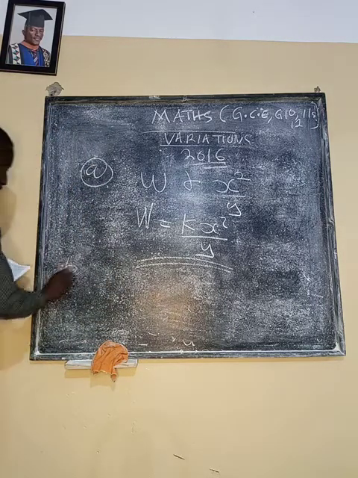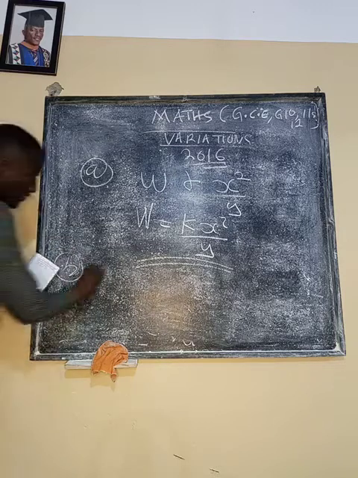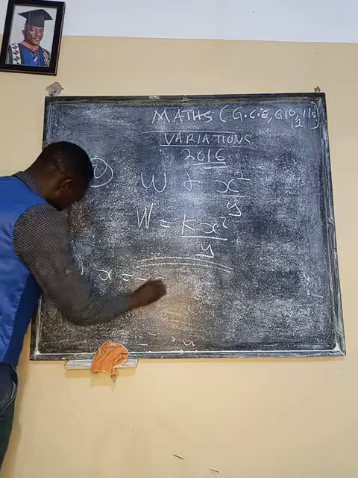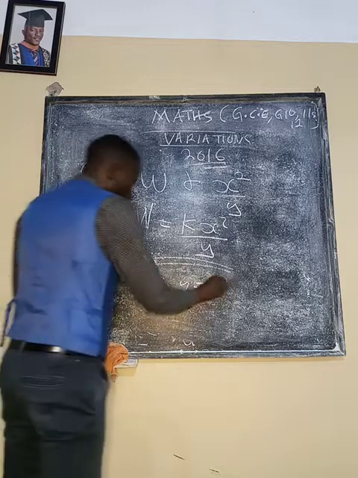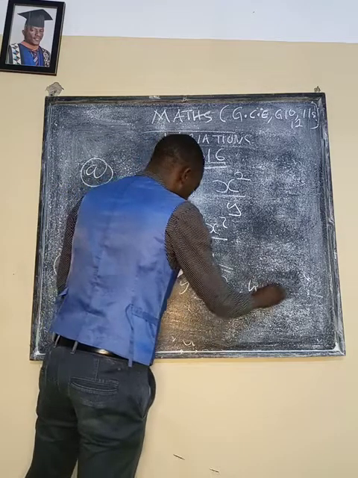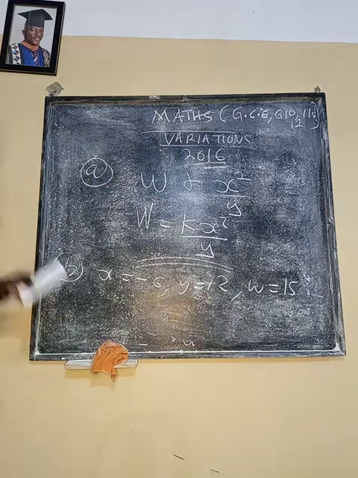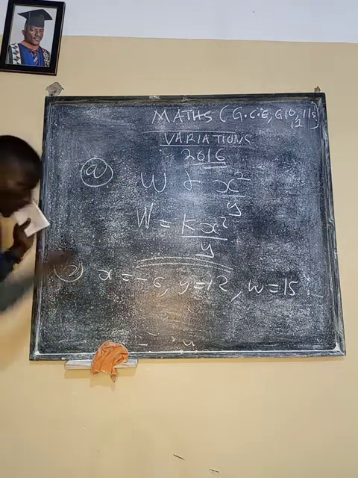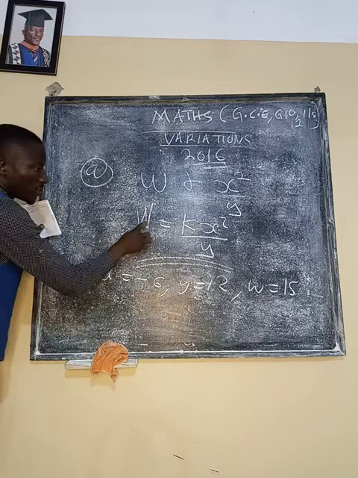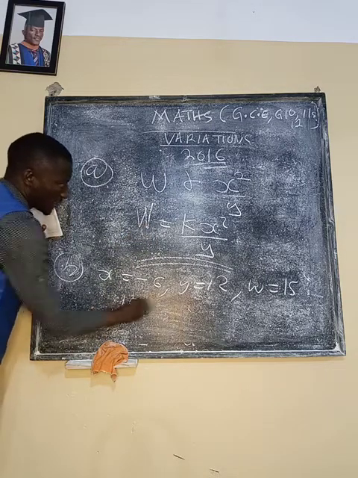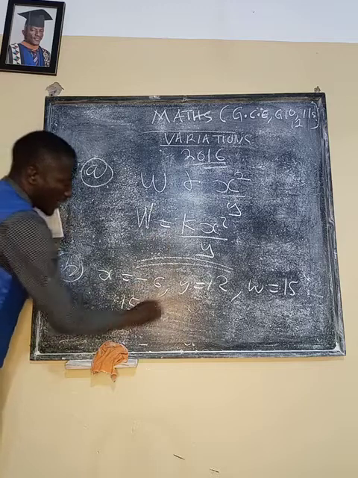Okay, let's go to question B. Question B they've given us X is equal to -6, Y is equal to 12, and W is equal to 15. We have this equation. They want us to find what? K. We need to replace. On W, let's put 15. There it is. On K, let's leave it like that.